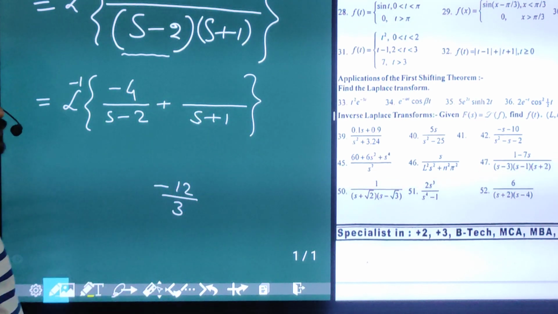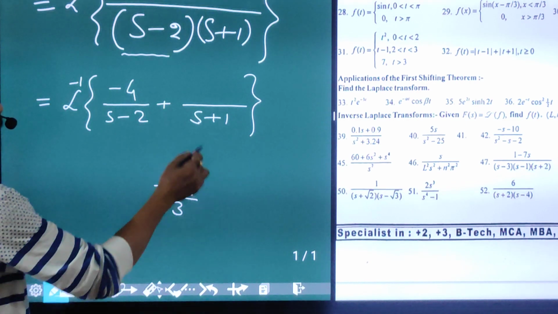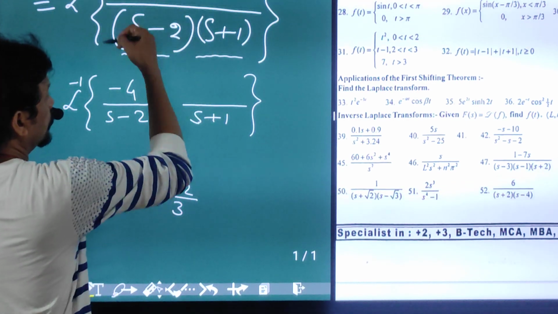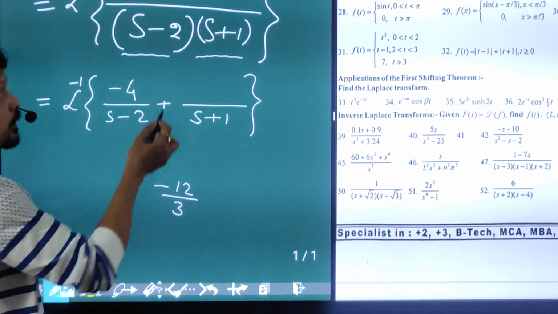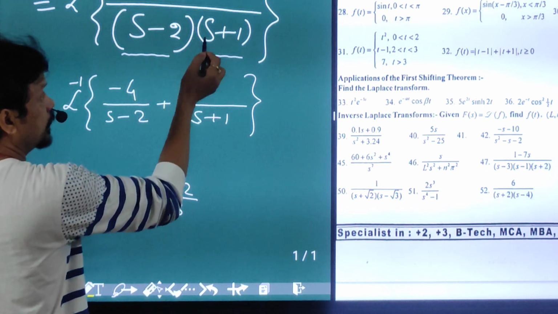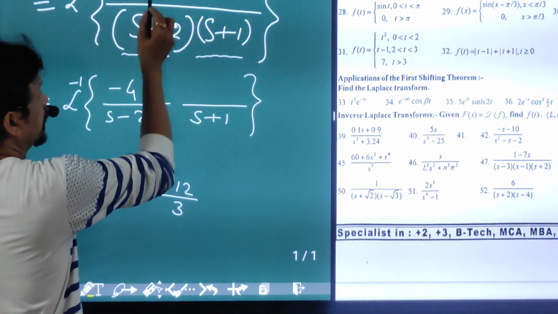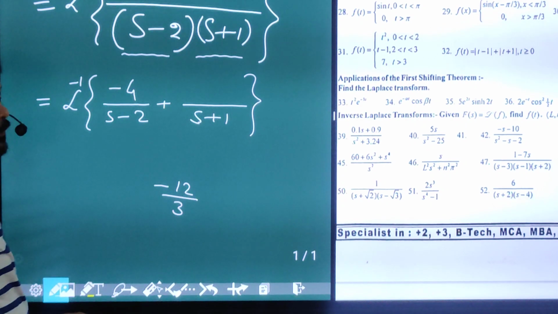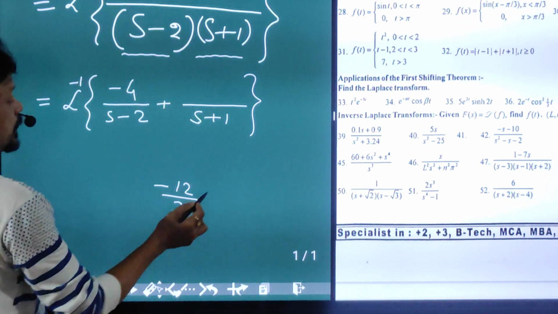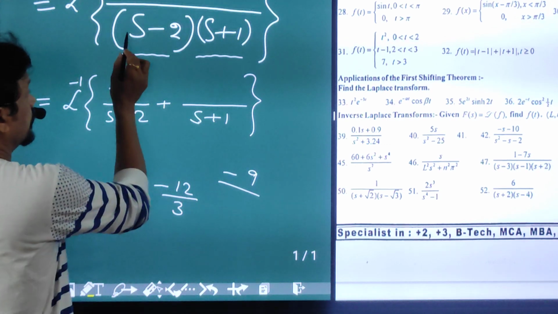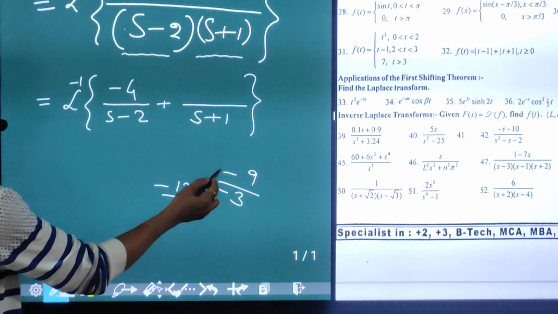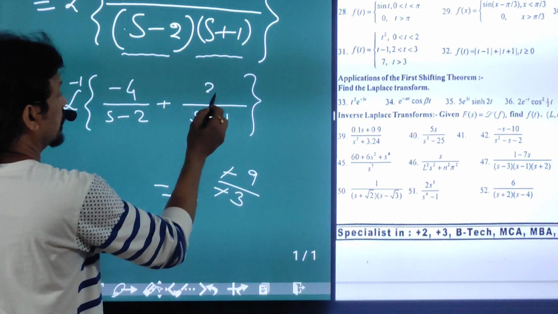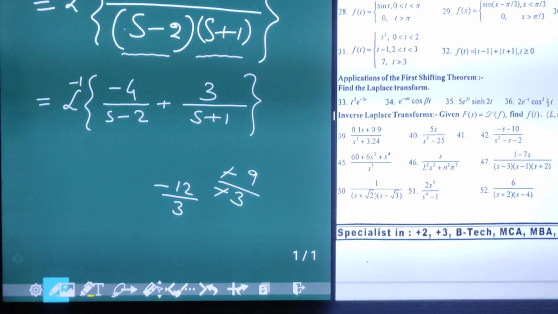Then s plus 1 equal to 0, s is equal to minus 1. So omit this one. Put s is equal to minus 1 in the rest part. S plus 1 equal to 0 means s is equal to minus 1. Omit this same factor and put s is equal to minus 1 in the rest part. So minus of minus 1, it will be plus 1. So minus 10 plus 1, it is minus 9, divided by minus 1 minus 2, it is minus 3. Okay, so minus is cancelled out. 9 by 3, it is 3. Clear?